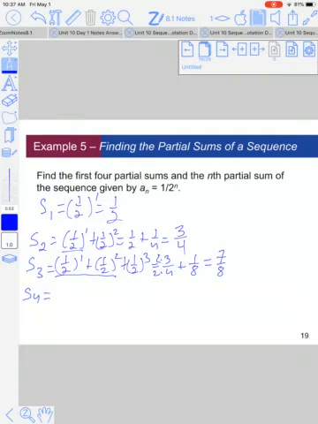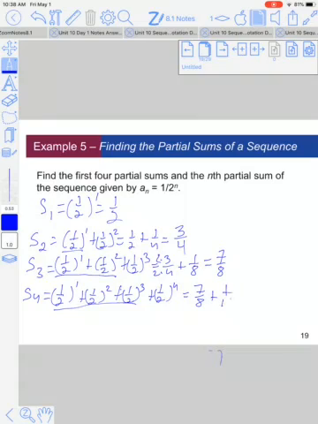Now S sub 4, finding this partial sum, is going to be 1/2 to the 1 plus 1/2 to the 2 plus 1/2 to the 3 plus 1/2 to the fourth. We've already done this part right here, which is 7/8. We're going to add then 1/16, because that's 1/2 to the fourth. Get a common denominator, and that gives us 15/16.